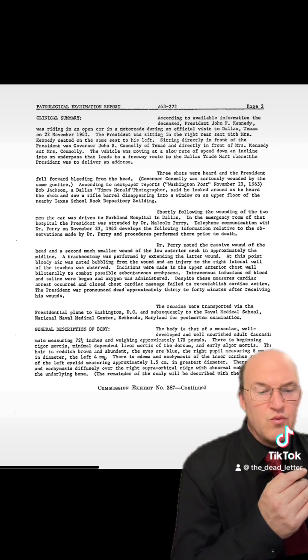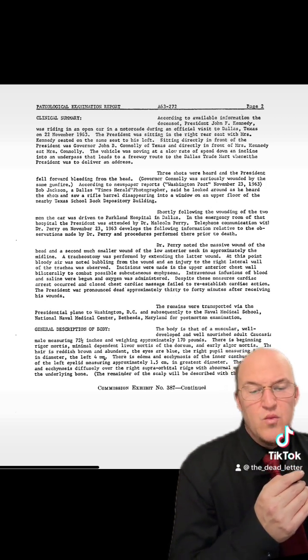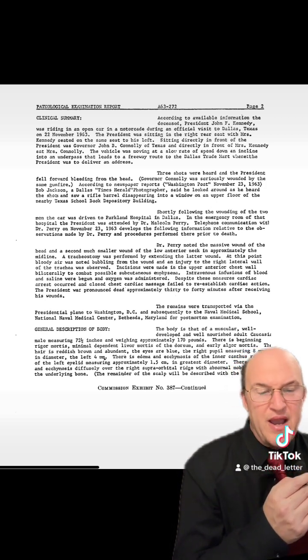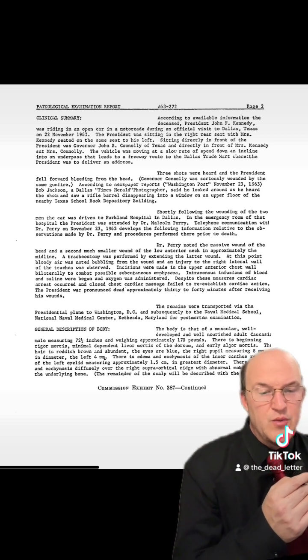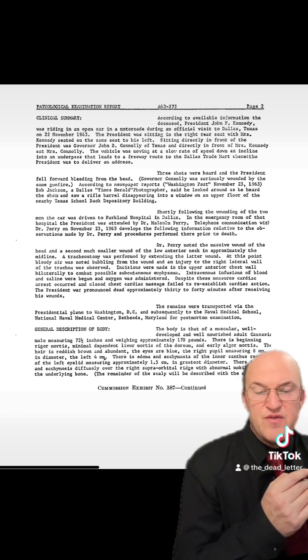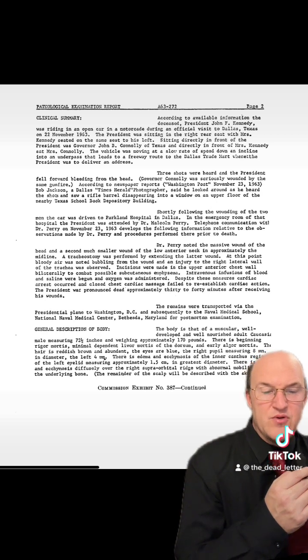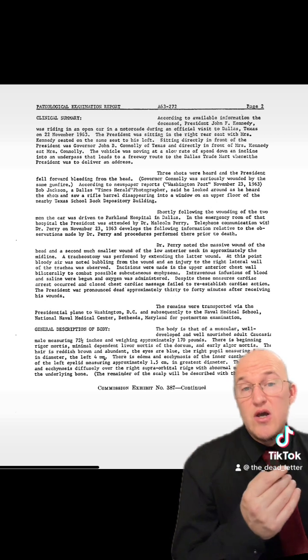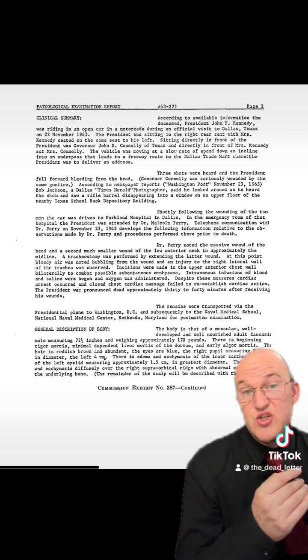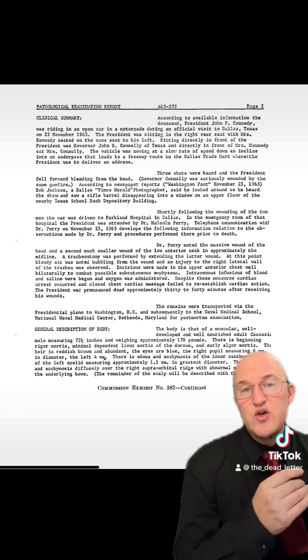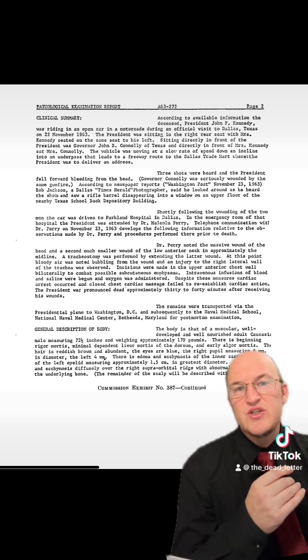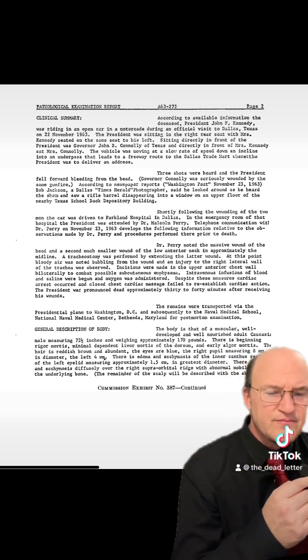In the emergency room of that hospital, the president was attended by Dr. Malcolm Perry. Telephone communication with Dr. Perry on November the 23rd, 1963, develops the following information relative to the observations made by Dr. Perry and procedures performed there prior to death. So, in other words, it sounds like he called the attending ER physician to ask him some questions about the case, which is typical. A good forensic pathologist will try to talk to the clinicians and get information.